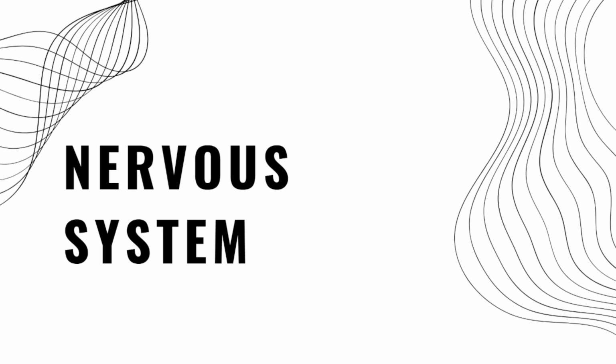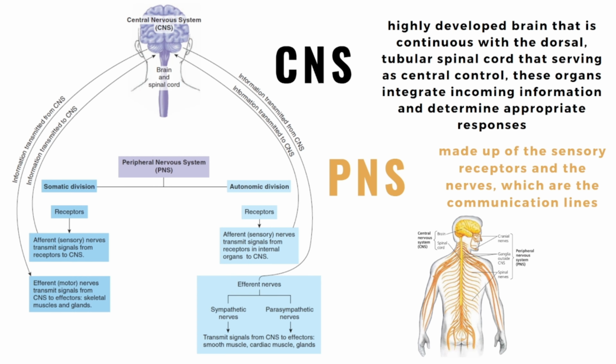Next we go through the basic nervous system. This topic you also already learned in SPM, so it is just a recap revision. We know that we have two types of nervous system: the CNS, the central nervous system, and the PNS, the peripheral nervous system. These two types play different roles in control and regulation in the human body. The central nervous system includes the highly developed brain that is continuous with the dorsal nerve cord, including the spinal cord, and this organ integrates incoming information and determines the appropriate response.